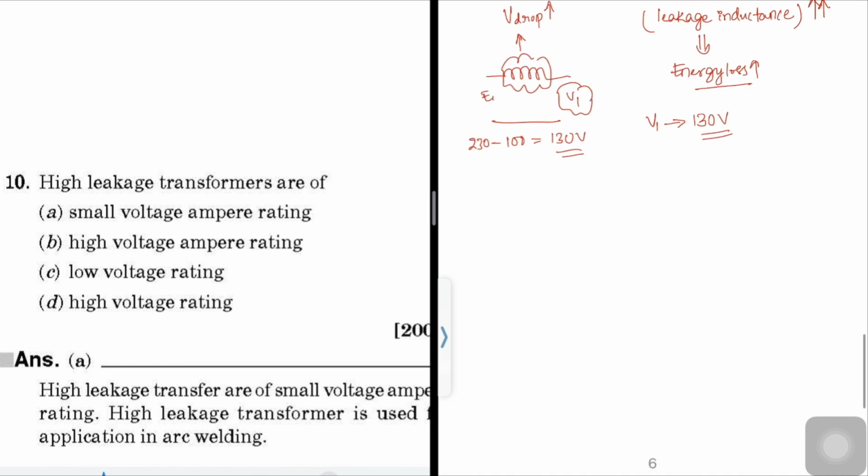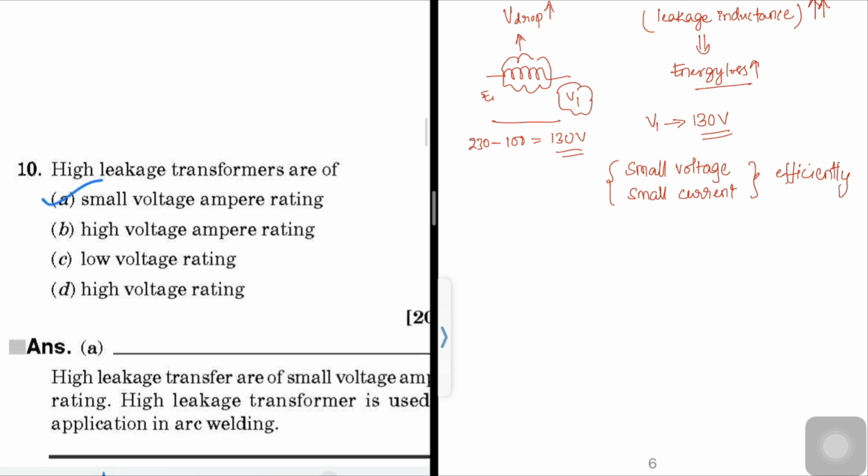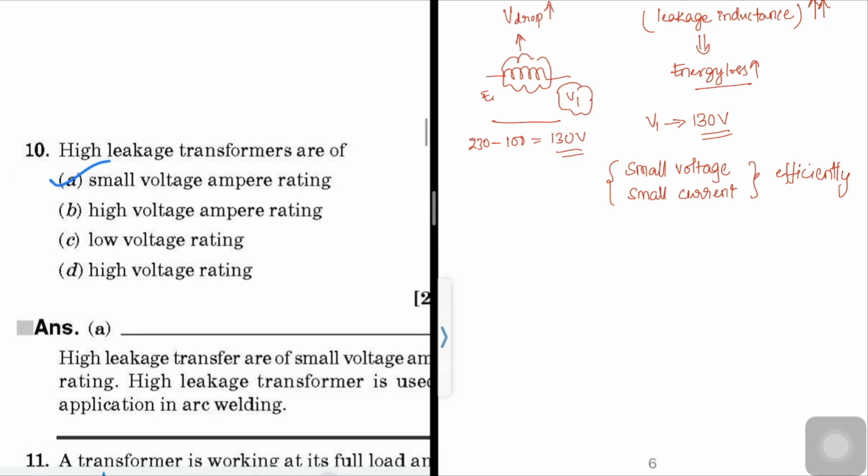So what we generally do is use small voltage and small current rating transformers, because with small current ratings the voltage will not be more than the rating, so it will be efficiently used. So the answer for this question is small voltage and ampere rating.